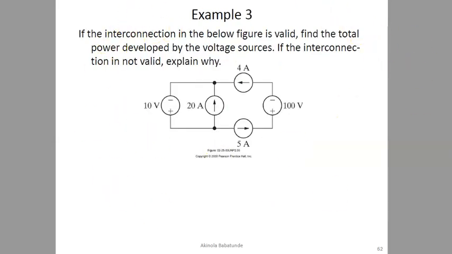Here is another example we can easily look at. If the interconnection in the below figure is valid, find the total power developed by the voltage sources. If the interconnection is not valid, explain why. You will see that from this particular loop, 5 amperes and 4 amperes are actually connected in series, because the current that flows through here is expected to continue to flow that way. So this current is 5 amperes from here and 4 amperes here. It means that they are connected in series and they are not the same. So we can easily say that this interconnection in this circuit is not valid.